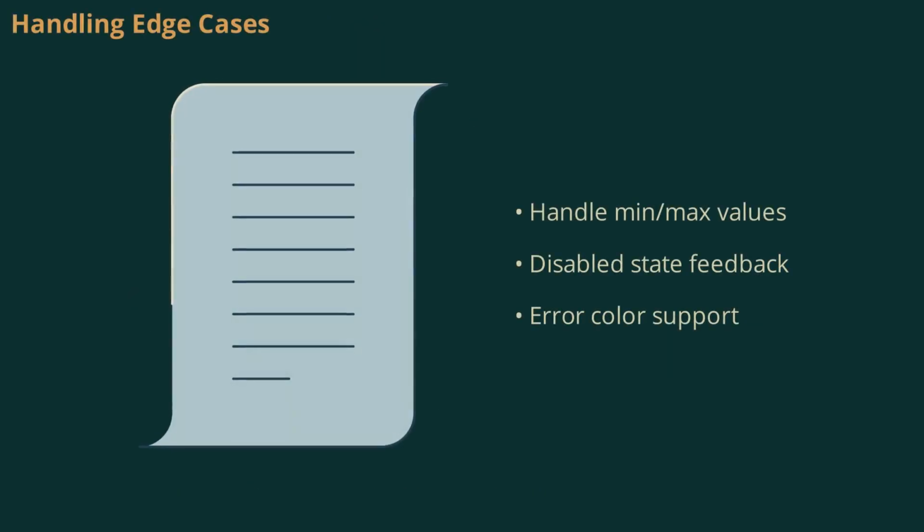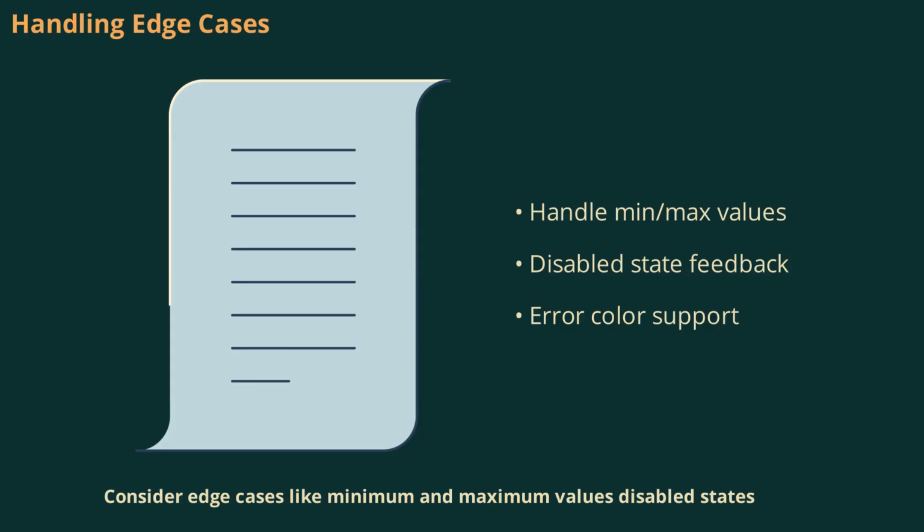Consider edge cases like minimum and maximum values, disabled states, and error handling. Make sure your slider provides clear feedback in all situations, such as graying out when disabled or showing an error color when needed. These details make your sliders robust and user-friendly.